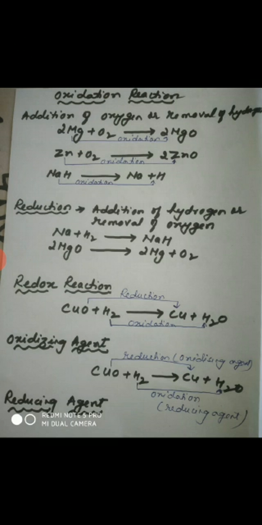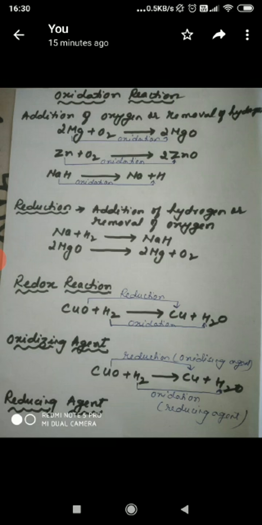Now we are going to discuss one example of a redox reaction. We can take copper oxide reacting with hydrogen, forming copper and water. So how is it a redox reaction? In this reaction, copper oxide is changing into copper. Oxygen is being removed from copper oxide. As we know, removal of oxygen from a substance is called reduction. So copper oxide is being reduced to copper, so reduction is taking place.